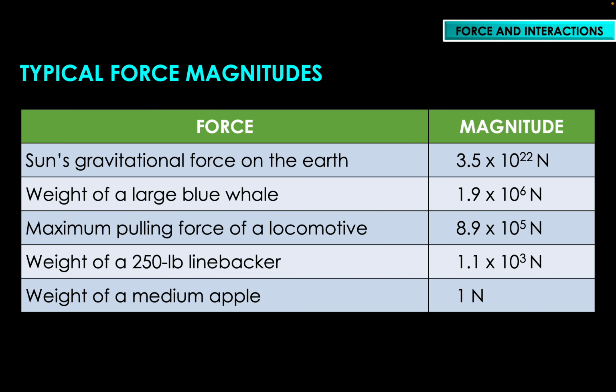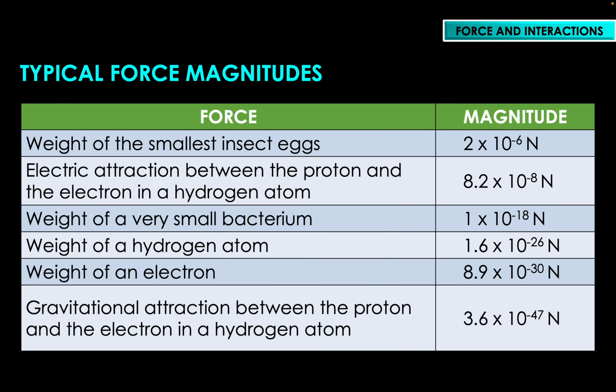Now, shown in this slide are the typical magnitudes of forces. For example, the force exerted by the sun is this big. That's why the sun keeps the Earth, as well as the other planets, in their respective places or orbits. So take note that generally, the greater the masses involved, the higher the gravitational force is. You can also see that the exponent of the base 10 goes into negative values when we deal with extremely small bodies like the weight of the smallest insect eggs. The electric attraction between proton and electron in a hydrogen atom has a magnitude of 8.2 times 10 raised to negative 8 newtons, so pretty low.